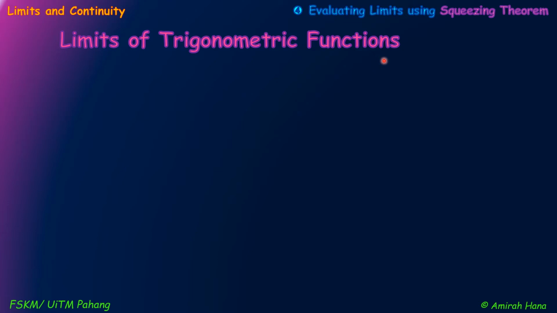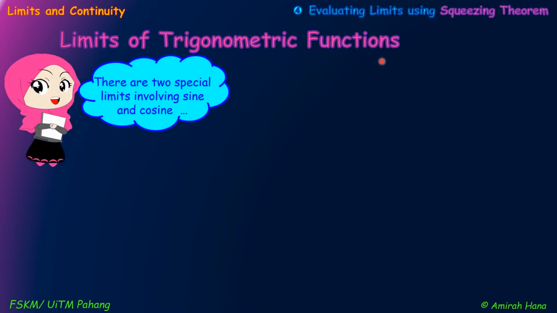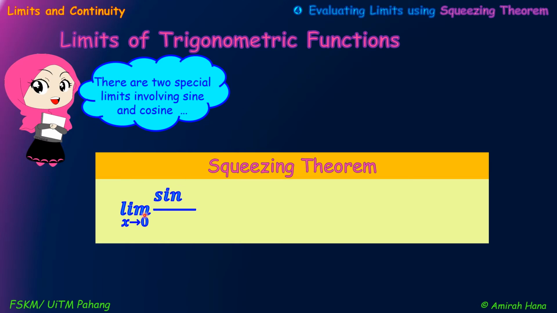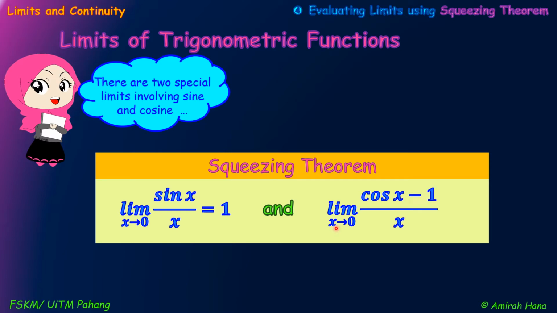Before we dive too deeply into trigonometric limits, I need to show you a special limit theorem which offers up a handy trick. There are two special limits involving sine and cosine, which we will use again when we study derivatives. There are: limit as x approaches 0 of sin x over x equals 1, and limit as x approaches 0 of (cos x minus 1) over x equals 0.